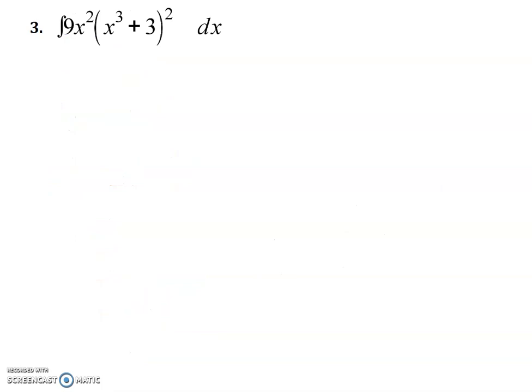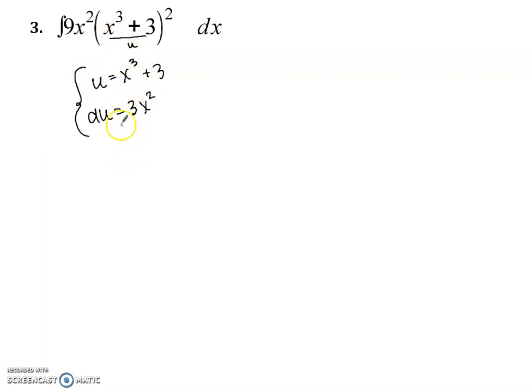So on our third example, we've got 9x squared times x cubed plus 3 to the second. So u is going to be x cubed plus 3, the part inside the parentheses. So this is u, and we're done with this whole thing. It's been used. Then du is going to be the derivative of this. So that's just going to be 3x squared. Move the exponent in front, subtract 1. Remember, the du part is just the regular derivative.